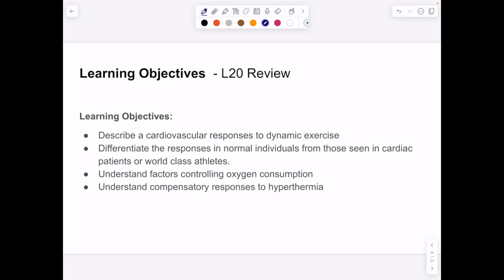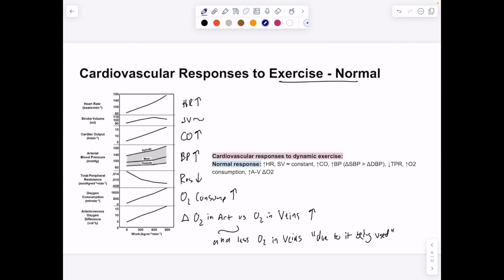The second lecture was about exercise and the response to exercise, and so basically the normal response to exercise is increased heart rate, which you can see in this little graph. Stroke volume increases a little bit, but we get our cardiac output really from the increase in heart rate. Blood pressure is going to go up. Again, this is the normal response. Total peripheral resistance is actually going to go down.